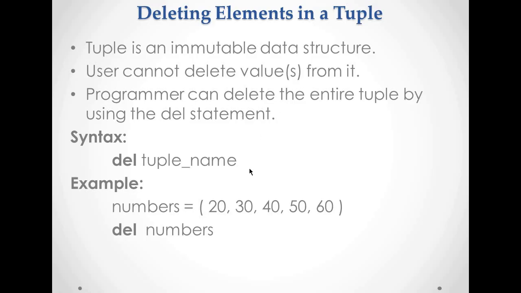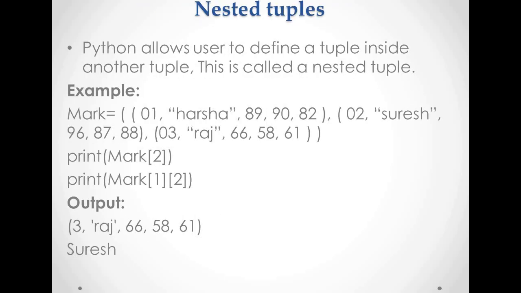We cannot delete a single element or separate elements, but we can delete the entire tuple in one go using the del statement. Here the syntax to delete the entire tuple is del, and we need to mention the tuple name. See, in this example we have one tuple named numbers, and when we give del numbers, it will delete the entire tuple. Now let's move on to the nested tuples.